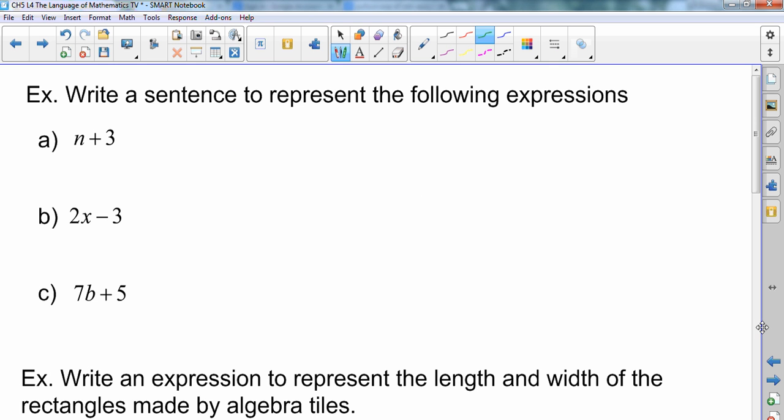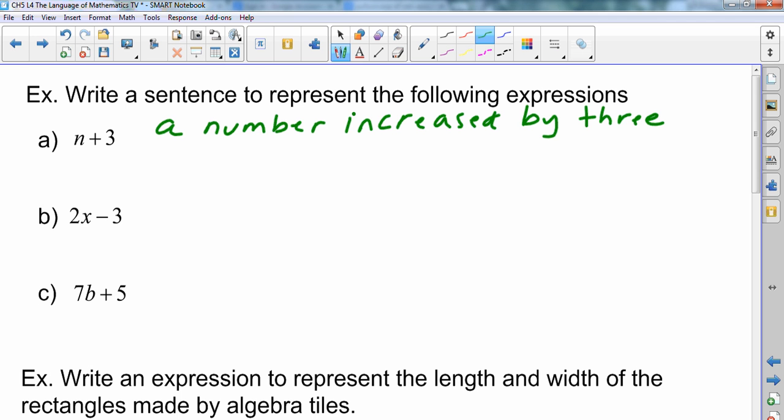So you might want to say a number increased by 3. Or 3 more than a number, or 3 more than an age, or whatever. And then we would say that n equals a number. So we're saying what variable we're using and what it is standing for.